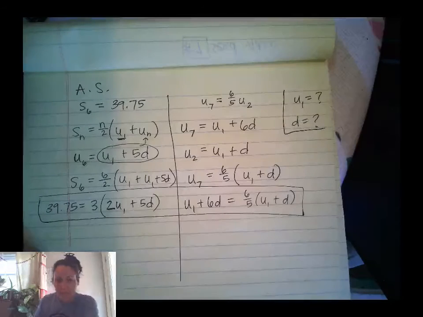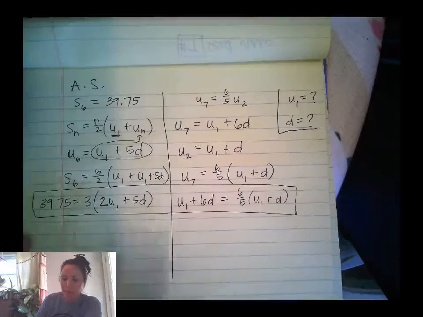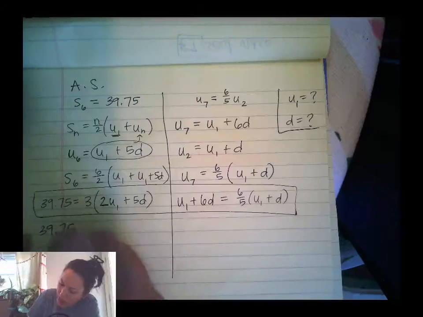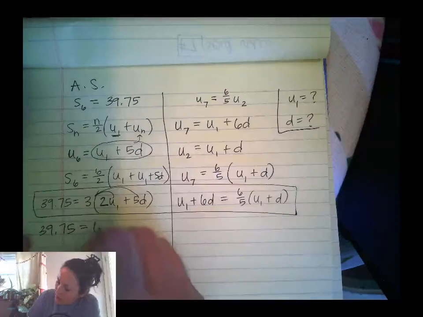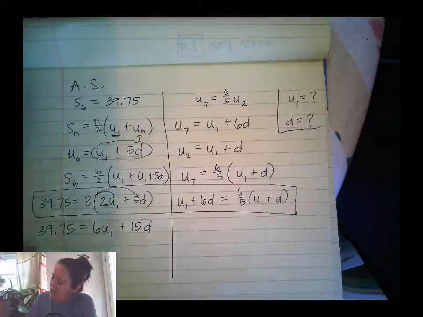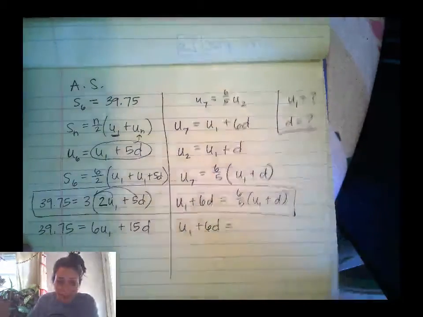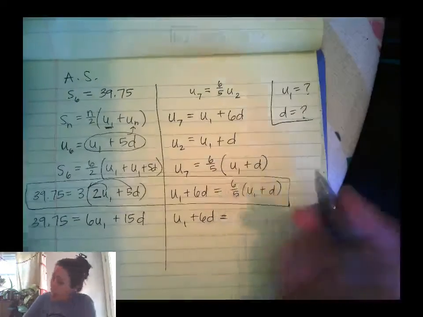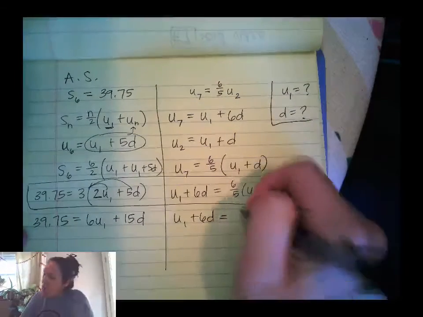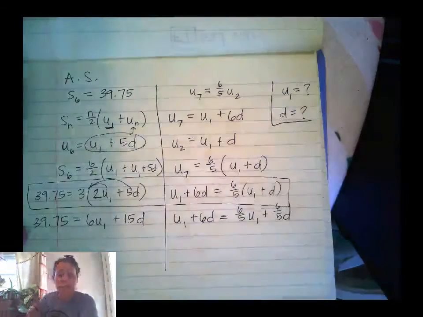I think that's the most often used method of solving a system that we do algebraically. So let's do that. Before I do that, though, I'm going to simplify these a little bit more. And by that I mean I'm just going to get rid of the parentheses. So I have 39.75 equals 6 times u sub 1 plus 15 common differences. Over here, I have u sub 1 plus 6d equals, and I know it's a fraction, but remember, we're not going to panic when we see fractions. It's fine. What's a fraction? It's just a fraction. Fractions are our friends. So it's 6/5 u sub 1 plus 6/5 times d.